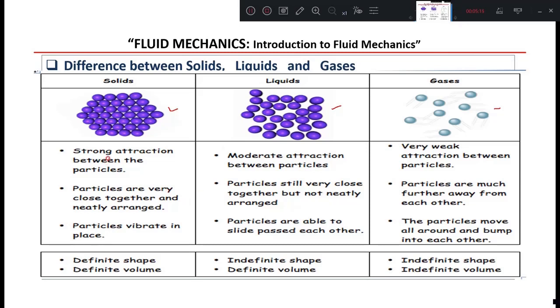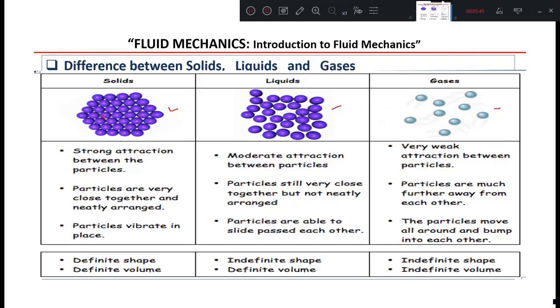So if you look at the arrangement of molecules, in case of solids, they are very closely packed. In case of liquids, the molecules are loosely packed as compared to the solids. If you take gases, they are placed very far apart from each other when you compare with the liquids. So the molecules are very far away from each other.